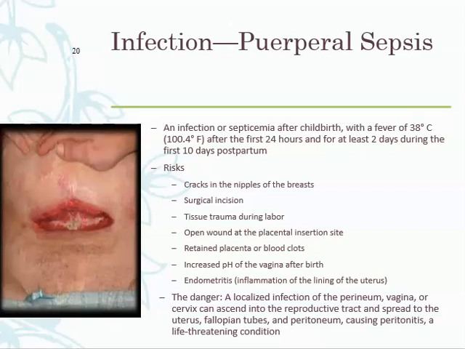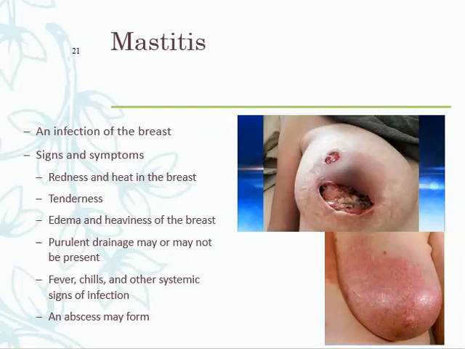So one of the big ones that you see is mastitis. So mastitis is a lot more common than most people realize. It is an infection of the breast. Unlike engorgement, where the breasts get very full, especially when the milk first comes in 2 to 3 days postpartum. This is an infection. Typically, engorgement is going to be both breasts because it's fullness of the breast, but mastitis more likely is going to be one breast or the other. And it is going to be more significantly painful.